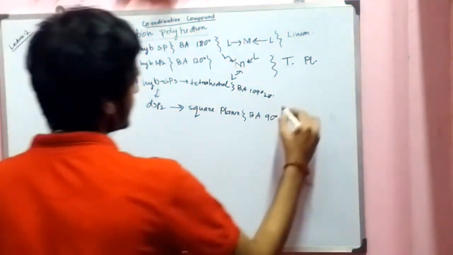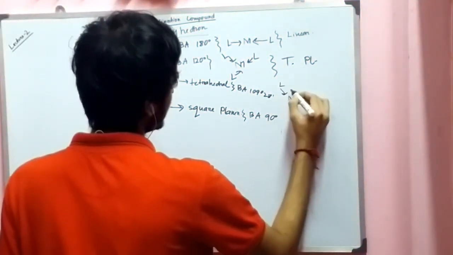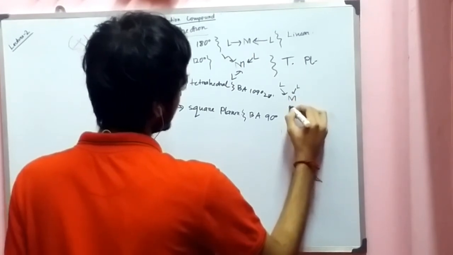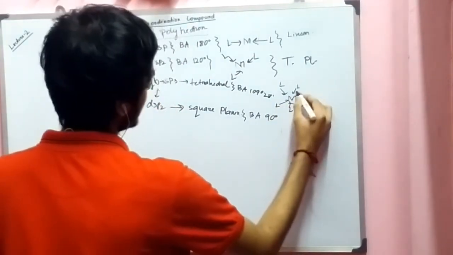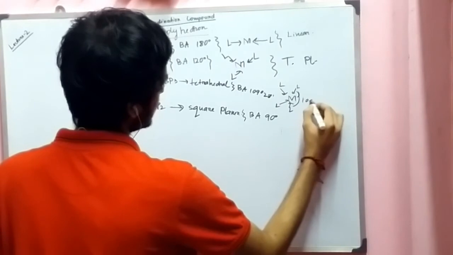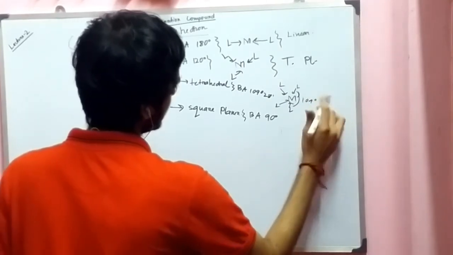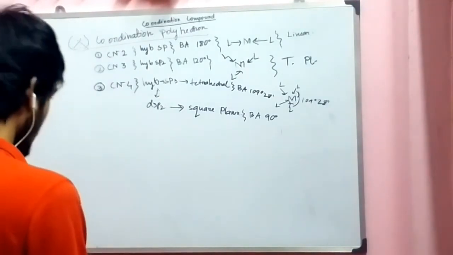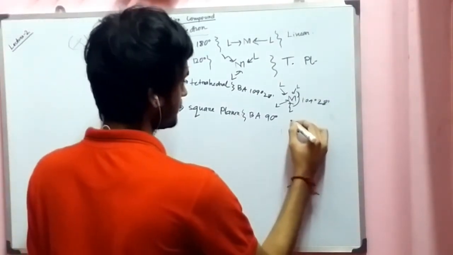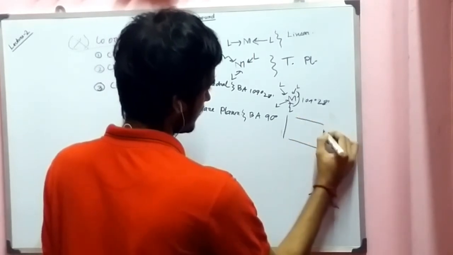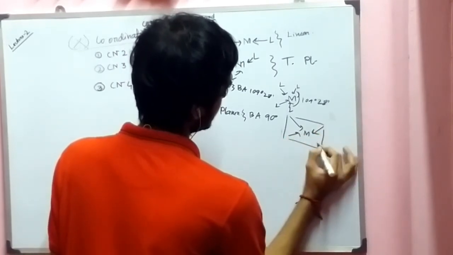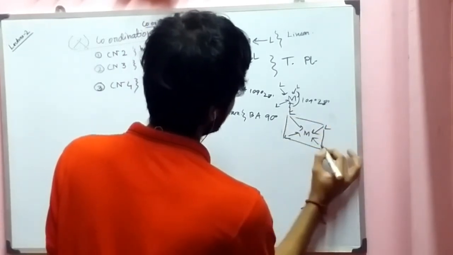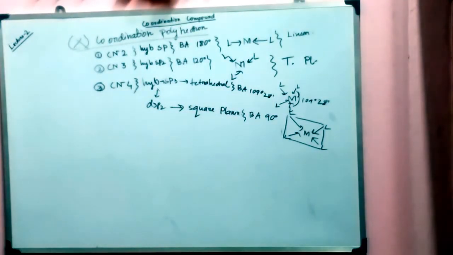And tetrahedral, you know that this is metal, this is ligand 1, 2, 3 and ligand 4. The bond angle is 109 degree 28 minute. And the square planar, you know, metal in the center, with ligands at the corners, dsp2. Okay, this is square planar.